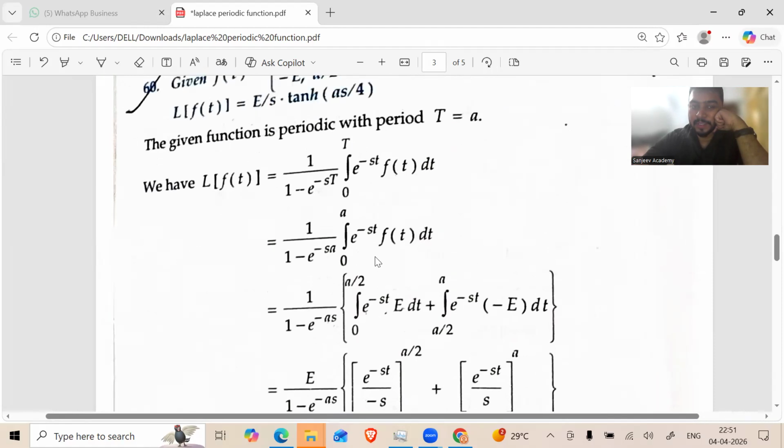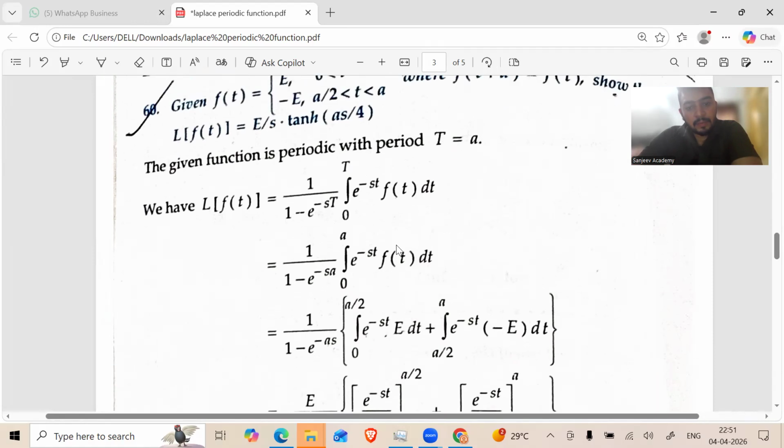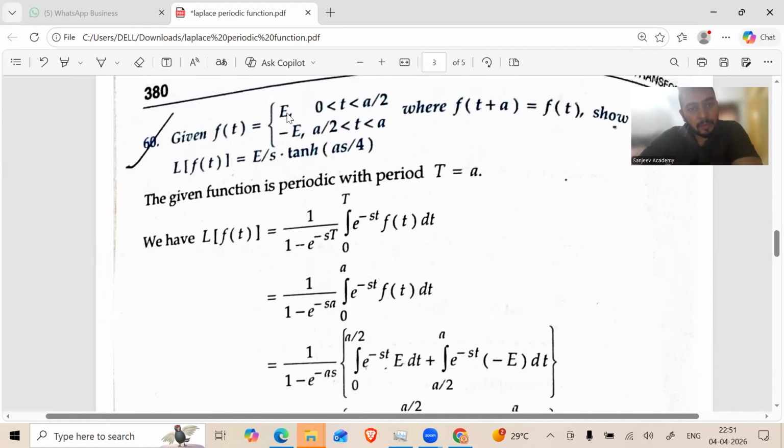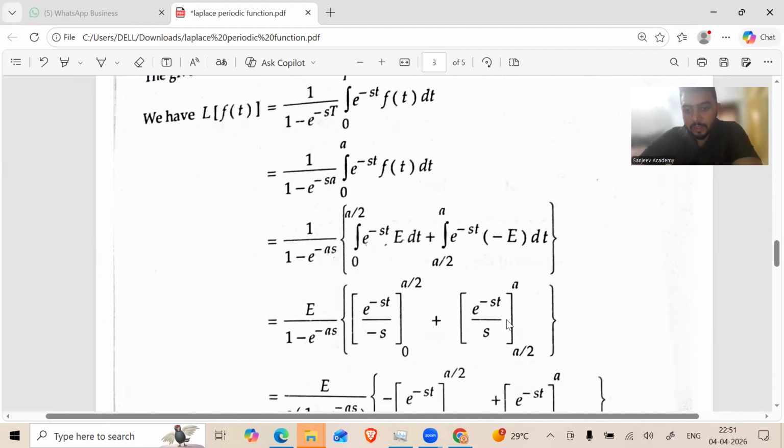e power minus st into f of t. From 0 to a by 2, what is the value? Positive E. In this part, what is the value? Minus E. Stop after this. Okay, after this, you stop.